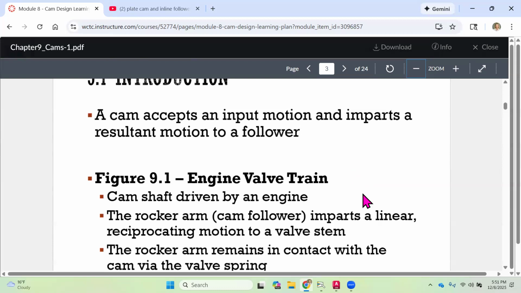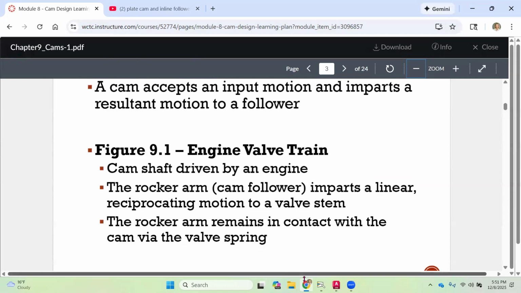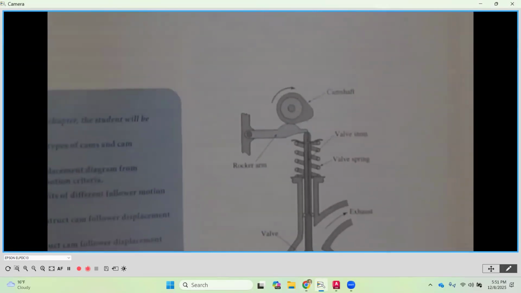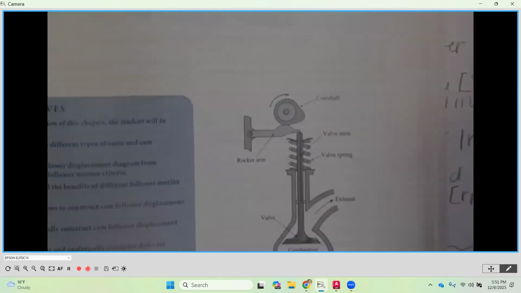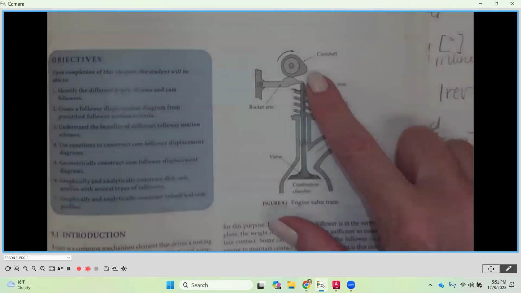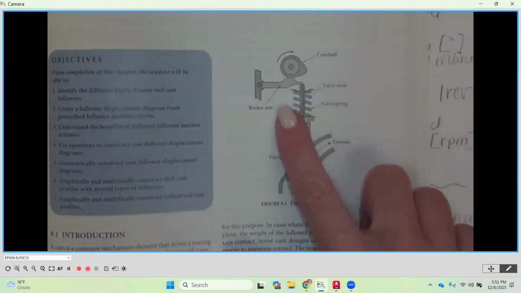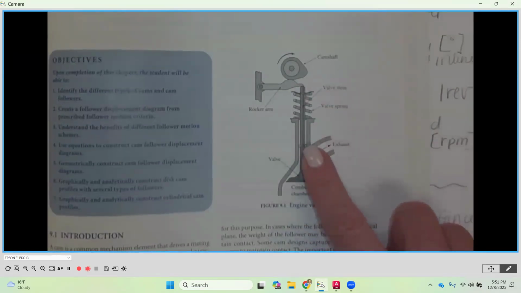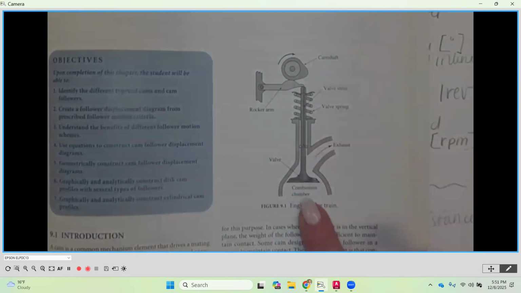So if we look at the very first page that we have in this chapter, on page 223, this is the first page of chapter 9, you will notice that we have an engine valve train schematic here, okay? And what we have is at the very top, we have a camshaft, which is in contact with the rocker arm, which then is going to impart motion on our valve stem. And then that's going to open and close the combustion chamber, okay, down in the engine.